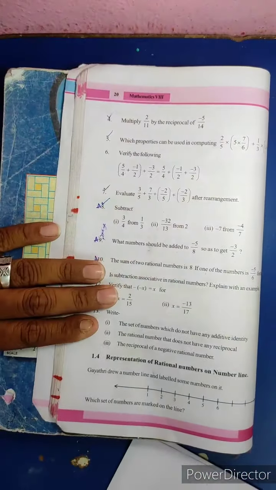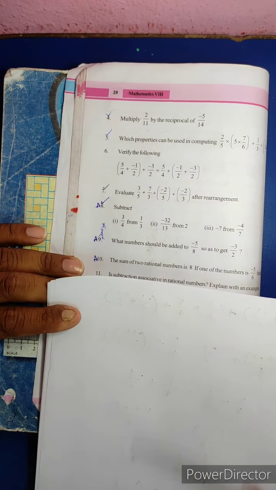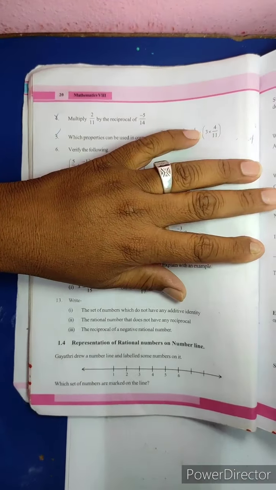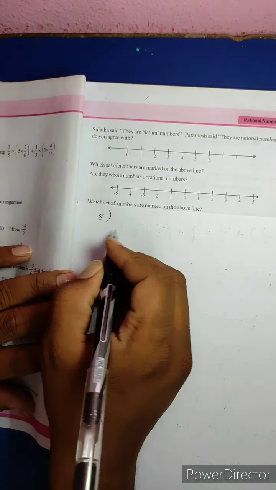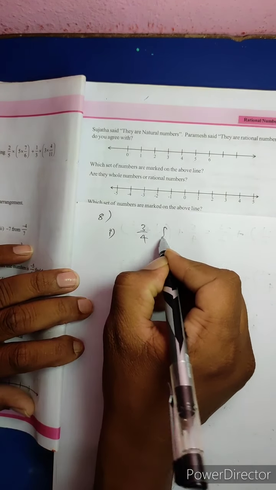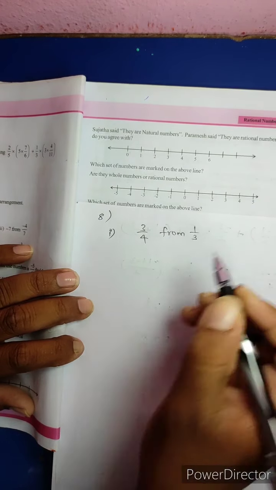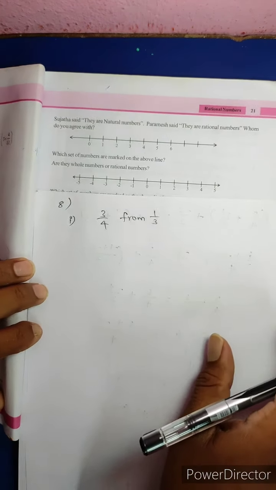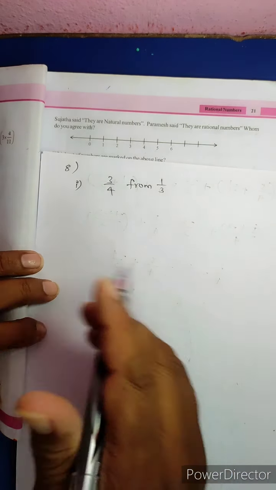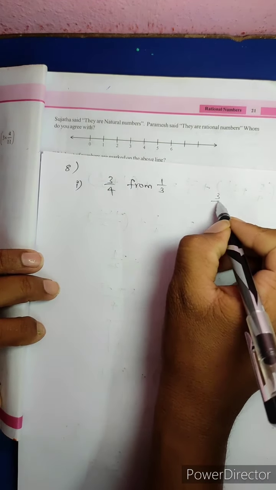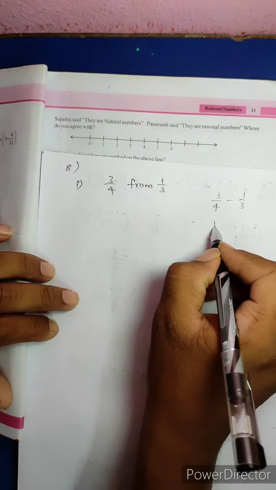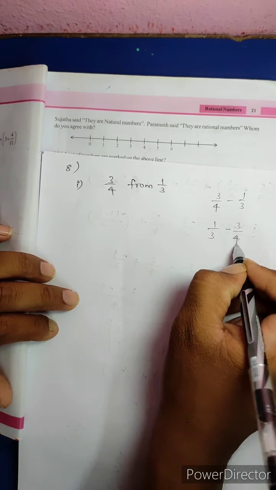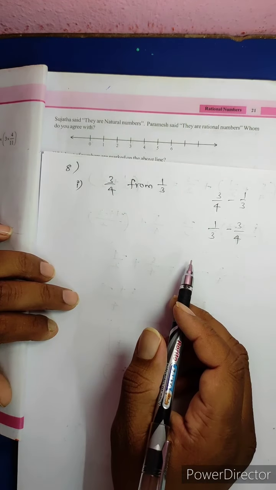eighth problem. Subtract 3 by 4 from 1 by 3. Here many students have one more doubt. Eighth problem, first one, 3 by 4 from 1 by 3. Which number is subtracted from which number? Some students do like this, 3 by 4 minus 1 by 3. Some students do like this, 1 by 3 minus 3 by 4. Between these two, which method is correct?